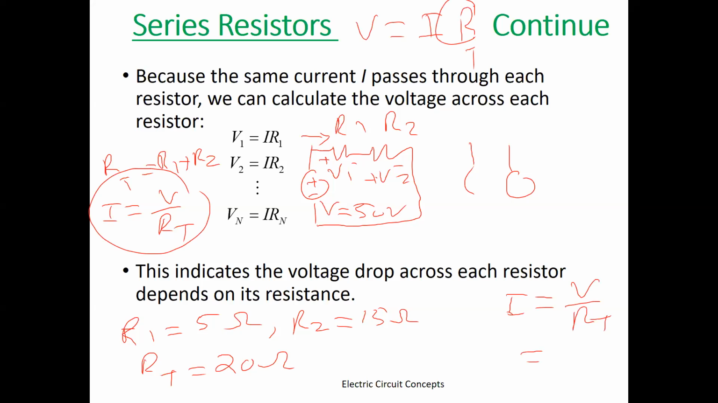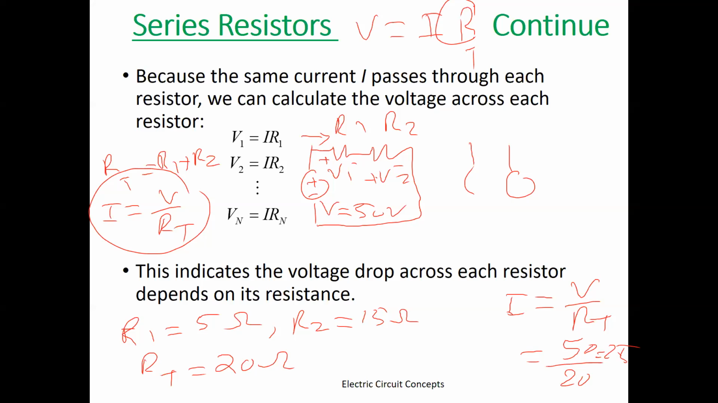So V is 50 over 20, so it will be 2.5. Okay, so after finding I, I will be able to find V1 and V2. Now this is the process of analyzing the circuit. As I mentioned earlier, analyzing the circuit means we need to find the voltage, the current, and the power in each element of the circuit.